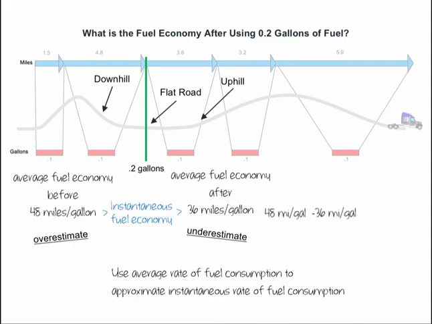If we subtract these two approximations, we can measure the accuracy of our approximation. Here, we know that we have approximated the instantaneous fuel economy to within 12 miles per gallon of its actual value.